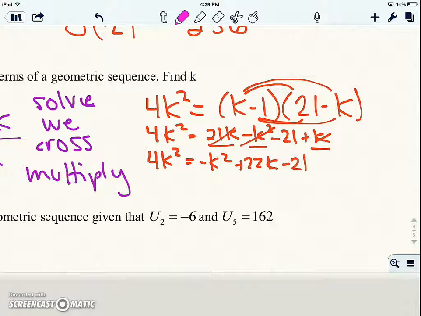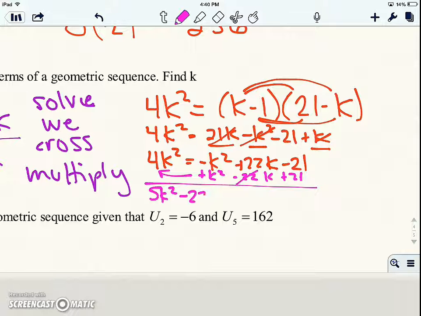Now we need to move everything to the same side, and it doesn't really matter which way you go. However, I am going to move everything to the right side, so I'm going to add k squared minus 22k and add 21. And I'm doing it to both sides, so we would get 4 plus 1k is 5k squared. And then here they cancel out, but if I minus 22k over here, I get minus 22k. And here they cancel out, but if I added 21 on the other side, I get plus 21 equals 0. Now you could factor and solve or use the quadratic formula.